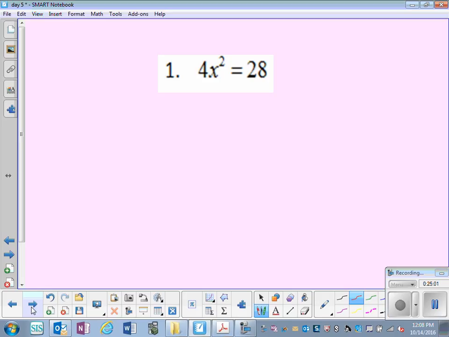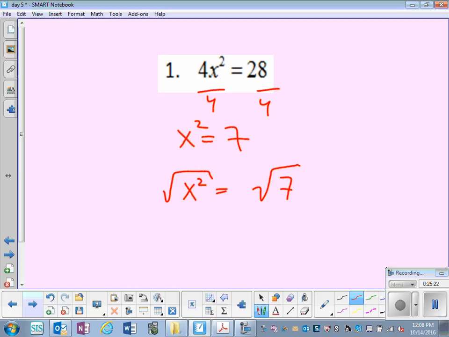Teddy, how do I solve this? What is the first thing to do? Get rid of the 4. I want to have only what's squared on one side. So I'm getting rid of the 4. Now what? Square root of both sides. So square root of x squared equals square root of 7. And I don't forget what? Plus or minus. Super important, otherwise we will lose one of the solutions.